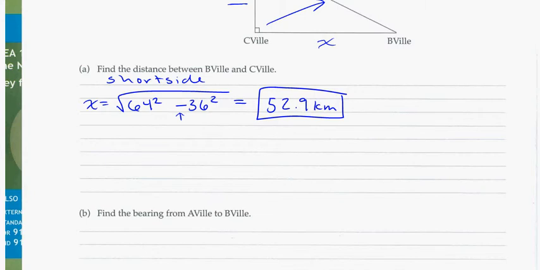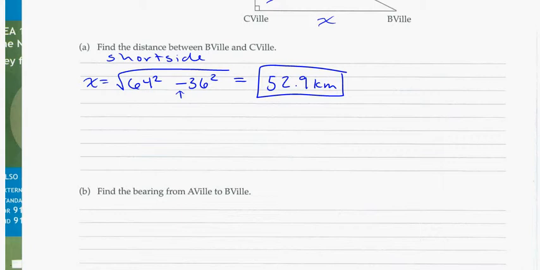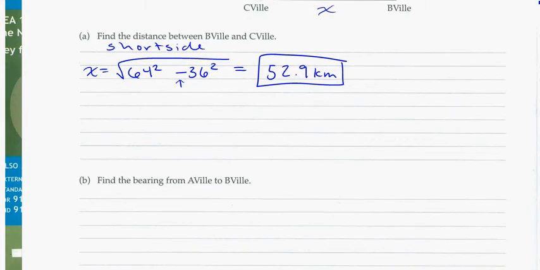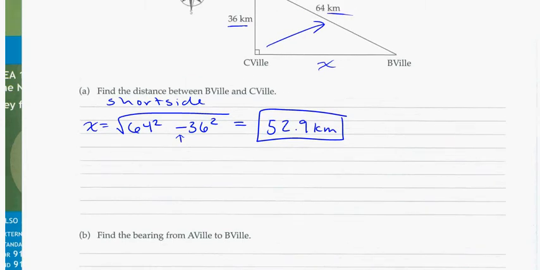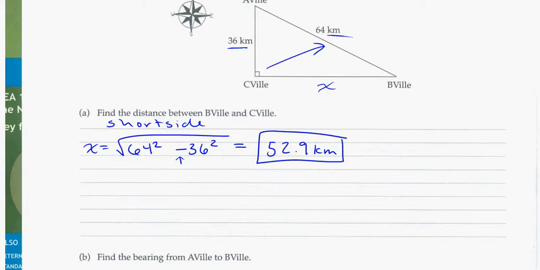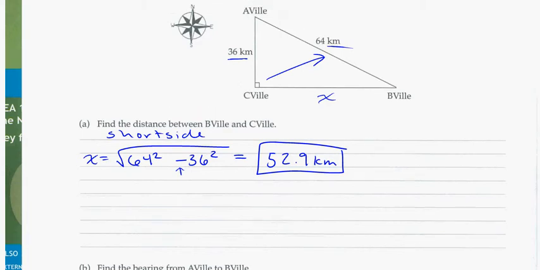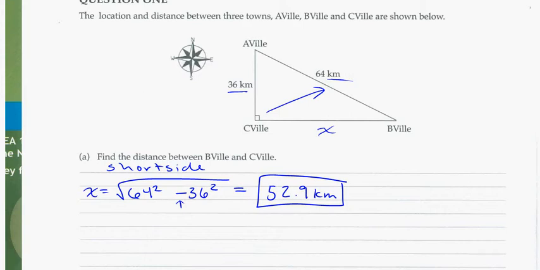Alright, question B. Find the bearing from Aville to Bville. So in this particular question, we need to remember what bearings are. Bearings are always measured from the north, and they are written as three numbers, such as 003 degrees or 132 degrees. So let's go ahead and look on the diagram and see exactly what it is that they're looking for. I'm going to take this part off. We'll come on here with a blue marker.